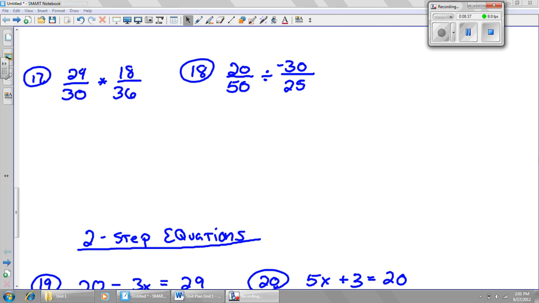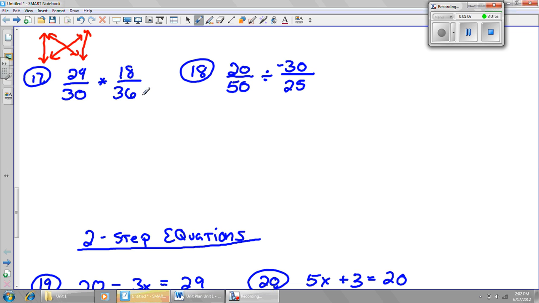Okay, problems 17 and 18. Remember, I want to try to simplify 4 different ways. Vertical on the left, vertical on the right, down to the right, and up to the right. I'm going to try all 4 ways. I don't have to try them in that order, but I'm going to try to simplify in all 4 directions. If I completely simplify, then my final answer will be simplified. I won't have to simplify it further.